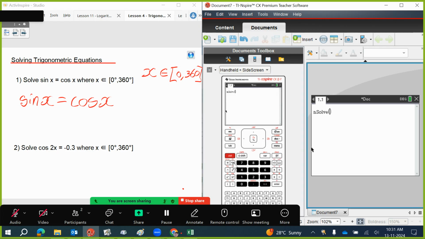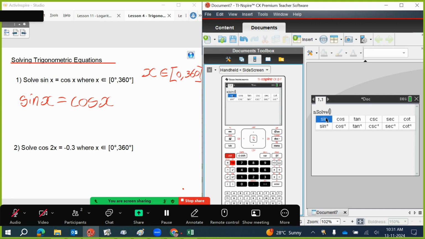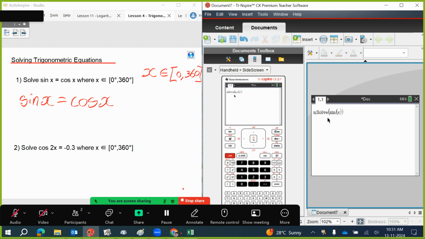Here in AISL, we're going to press trigonometry. We need to type the equation in. So we get sine x is equal to, you find the equals button over here on the left-hand side, to the left of the 7. And then cosine of x, comma x. Now don't press enter at this point.